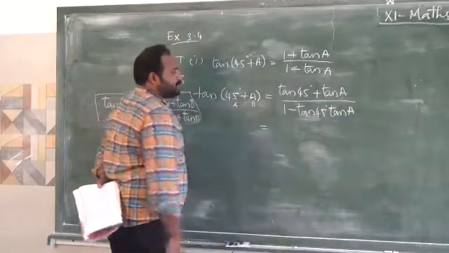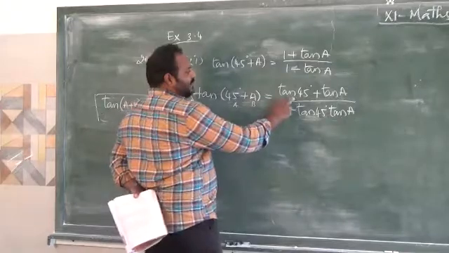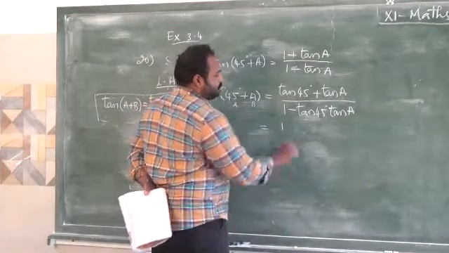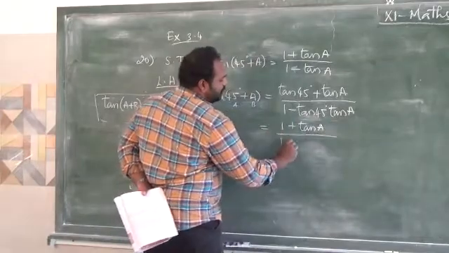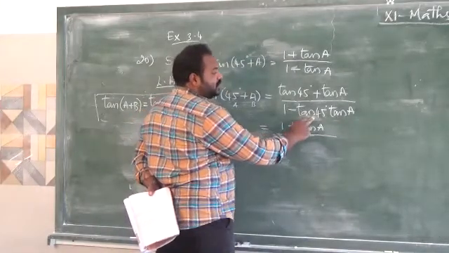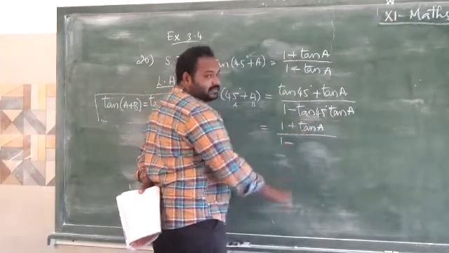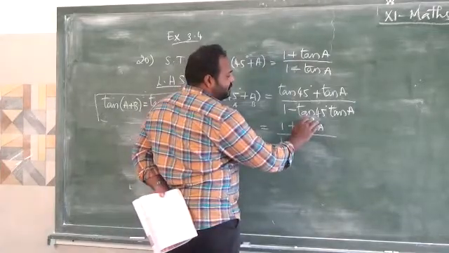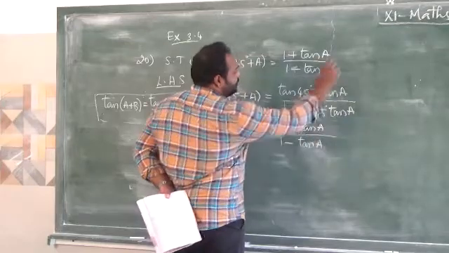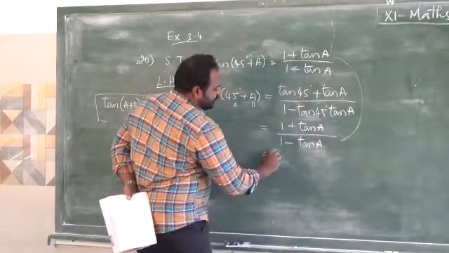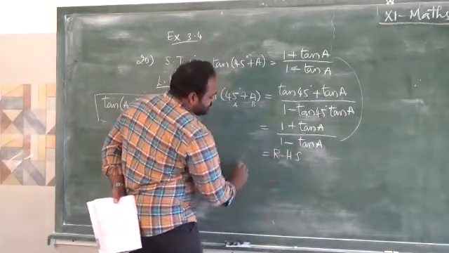So here tan 45 value is 1, plus tan A by 1 minus tan 45 degree, 1. No need to write 1 because always 1 is hiding. So tan 45 degree value is 1. So tan A, we got the RHS side, hence proved.